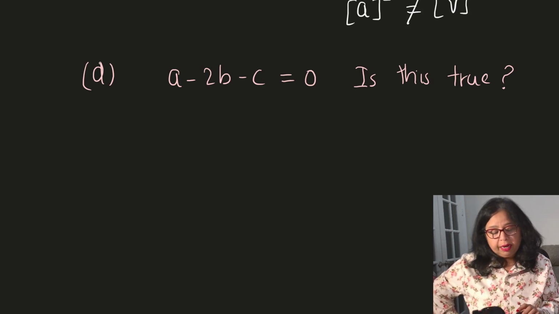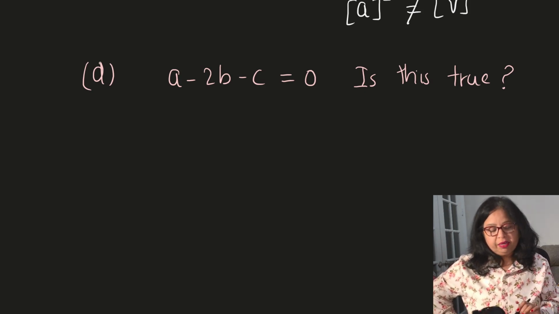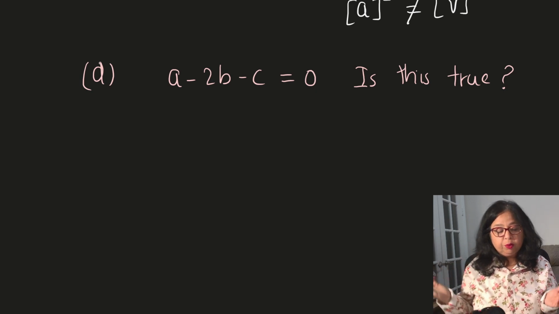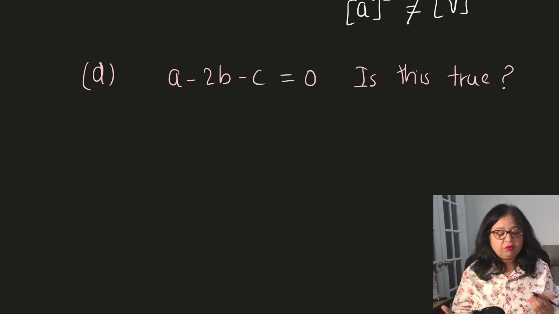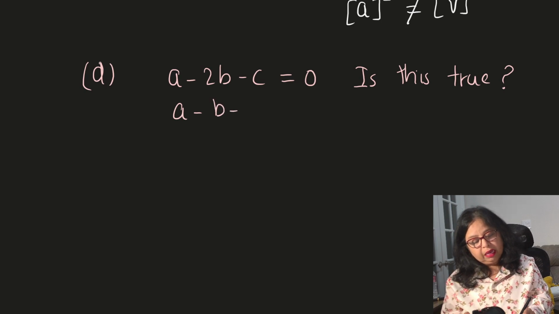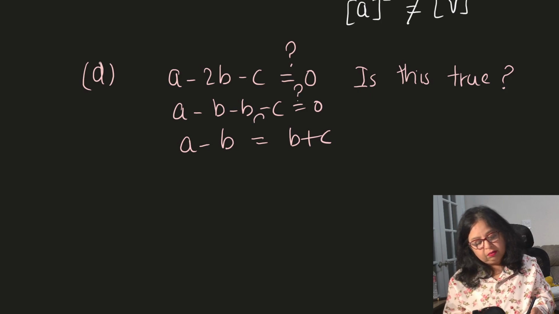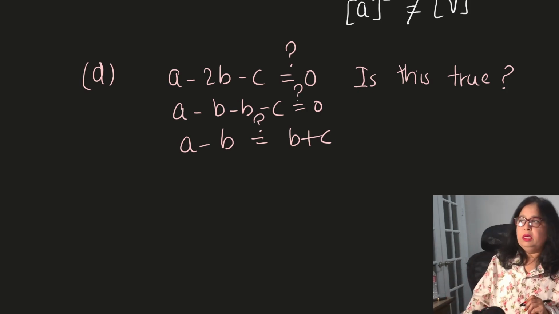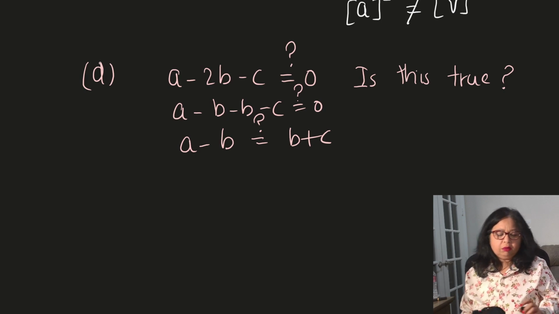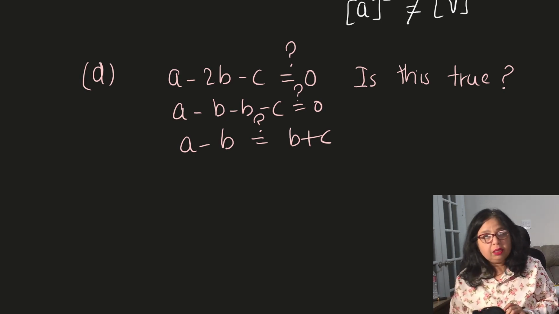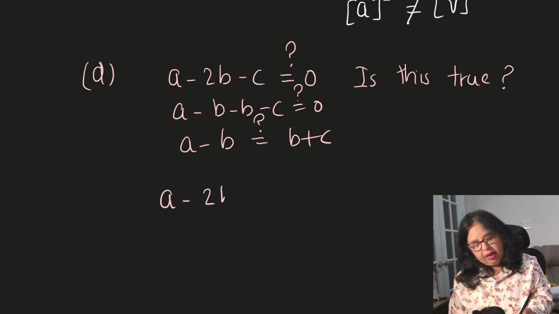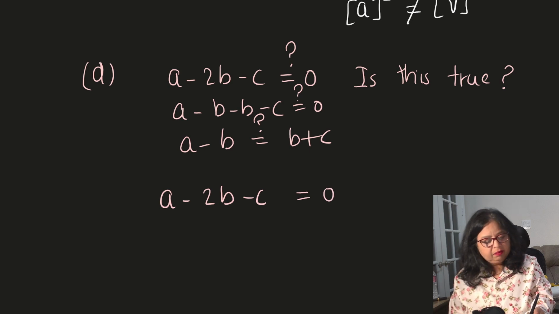Now here, all the terms are on the left-hand side. Again, if you wish, you could have two terms on one side, two on the other side. You could write this as A minus B minus C equals 0, which can be written as A minus B equals B plus C. I do not know if this is true. How about I just leave everything on the left-hand side and see where that takes me. So my left-hand side is A minus 2B minus C, and the right-hand side is 0.